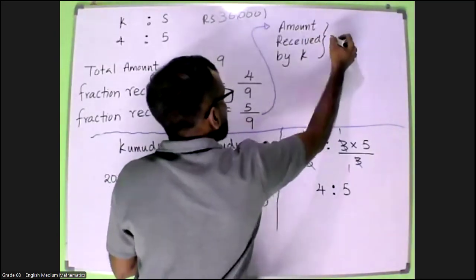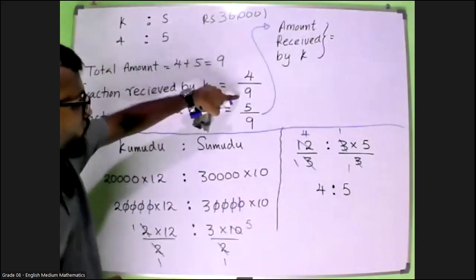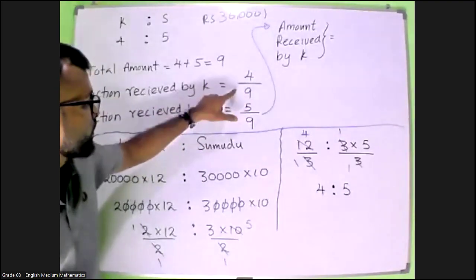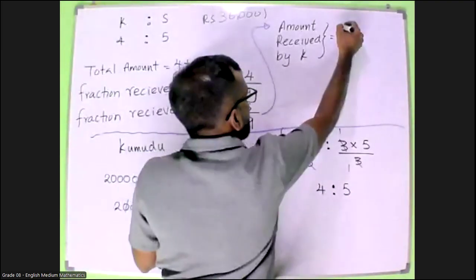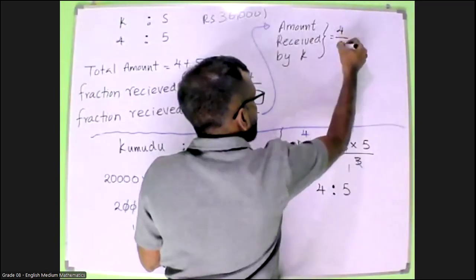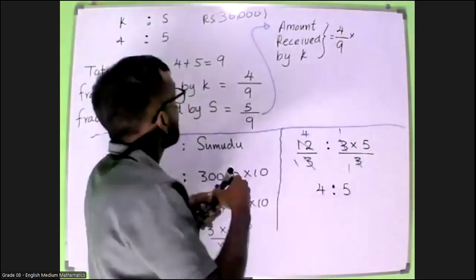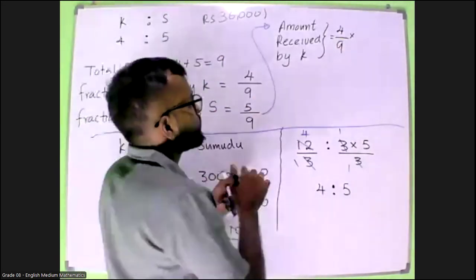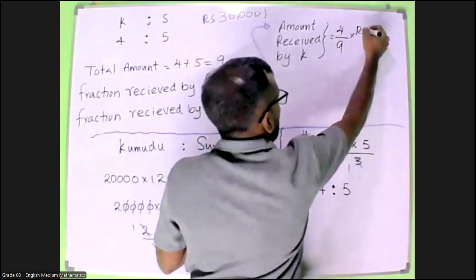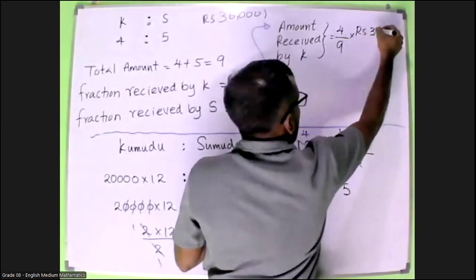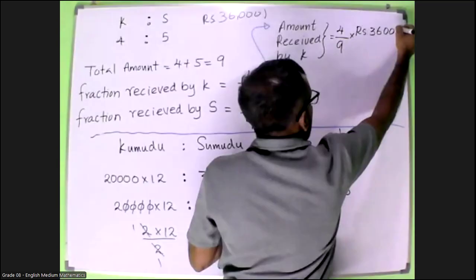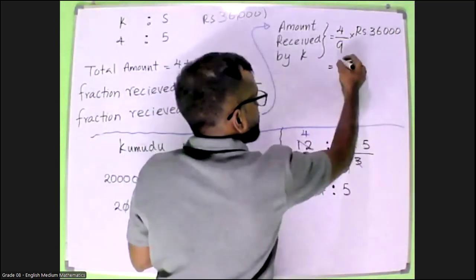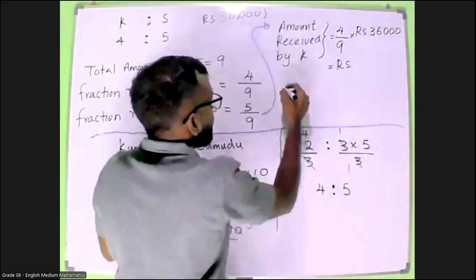How do you find it? What is the fraction of K? 4/9, right? 4/9 multiplied by the total profit at the end of the year, 36,000. And please get the answer for this in rupees.